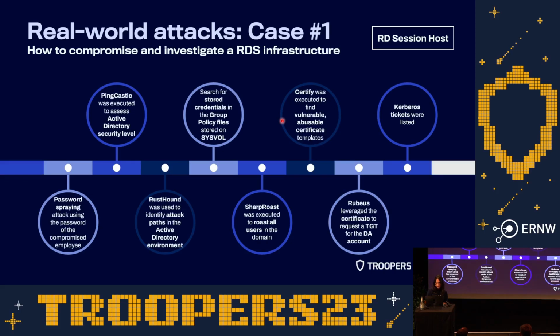At the end, what we suspect happened is that the threat actor managed to identify a vulnerable, abusable certificate, which then allows lower-privilege users to escalate privileges and reach the domain controller.